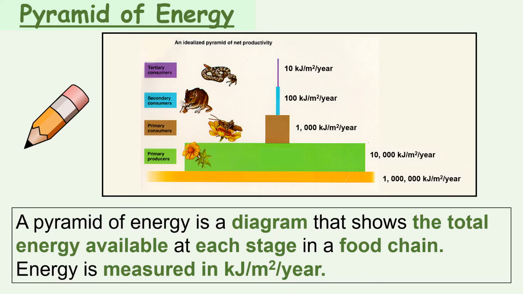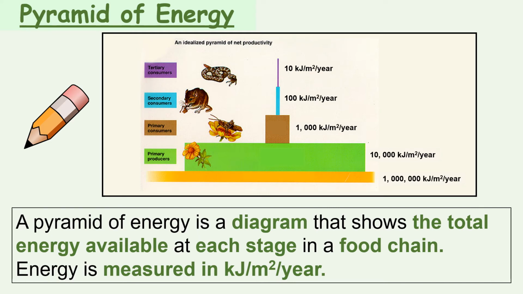Other pyramid you need to be able to describe is a pyramid of energy. A pyramid of energy is a diagram that shows total energy available at each stage in a food chain. Energy is measured in kilojoules per meter squared per year. You need to pause the video and learn the definition of the pyramid of energy before you move on to the next part of the video.